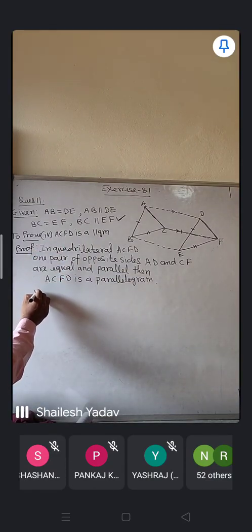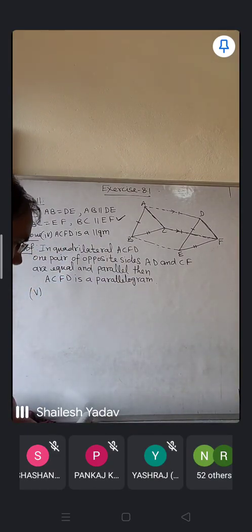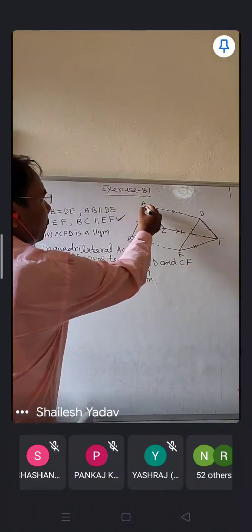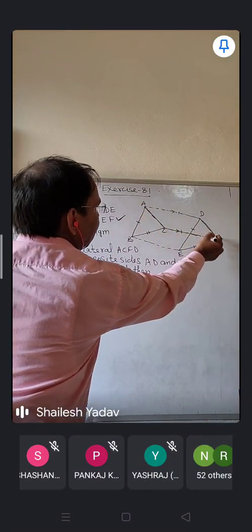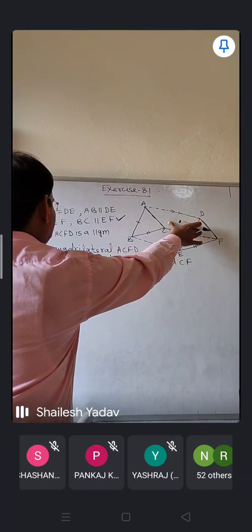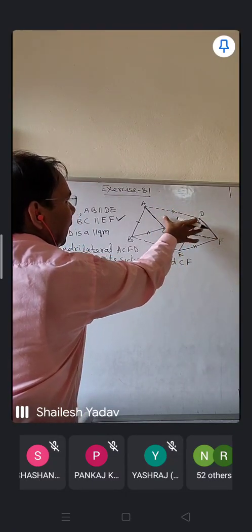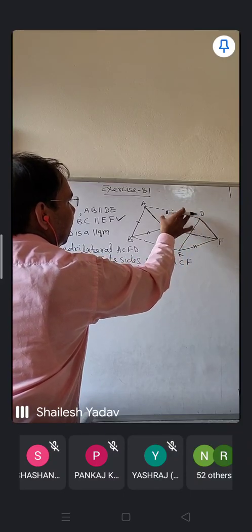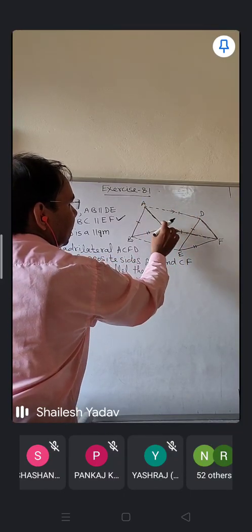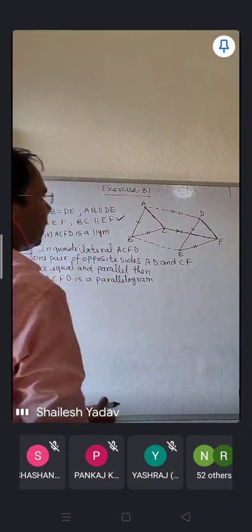And for the fifth part, students, it is asked that you need to prove that AC equals DF. So students, you had already proved that ACFD is a parallelogram. In a parallelogram, opposite sides are equal and parallel. So if it is a parallelogram, AC and DF are the opposite sides of the parallelogram ACFD. So it will be equal.